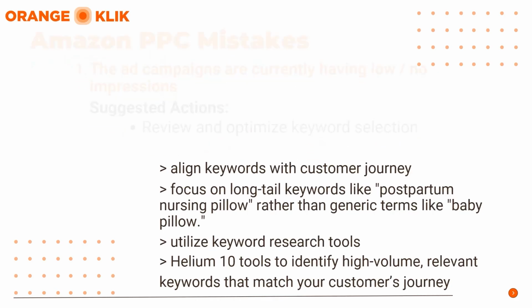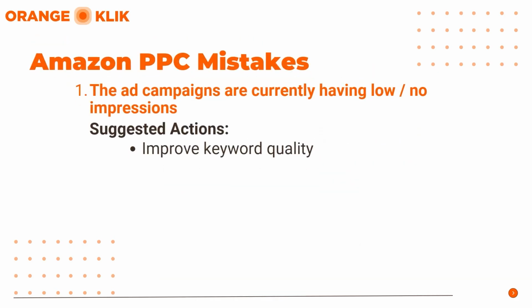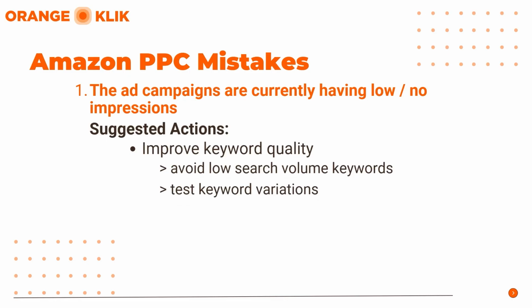Second tip is to improve your keyword quality. Avoid low search volume keywords. If your selected keywords have low search volume, replace them with those that have more frequent searches while still targeting your audience effectively. This will help increase impressions and drive traffic to your ads. Next, with improving keyword quality, you have to test keyword variations. Experiment with different variations of your target keywords to find the ones that perform best in driving impressions and clicks.